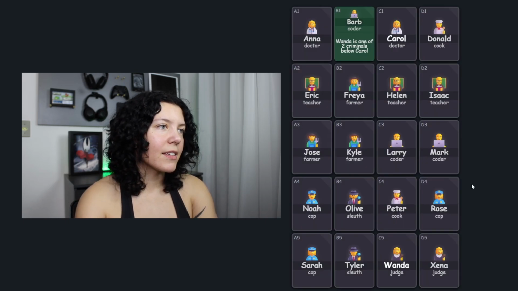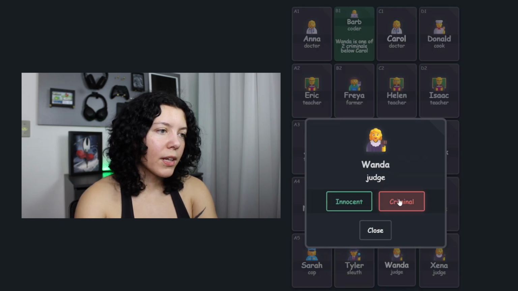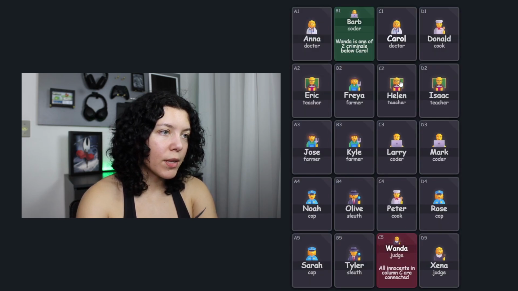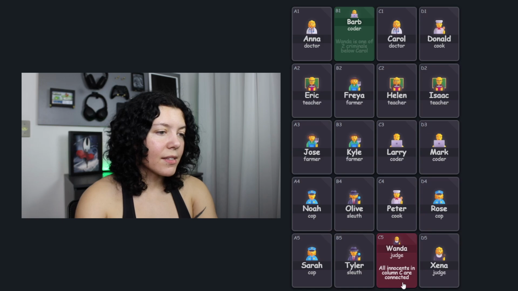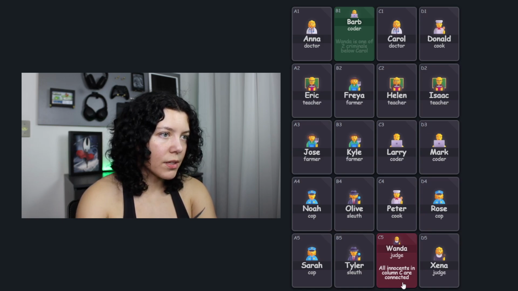And she's telling us that Wanda is one of two criminals below Carol. So we have Wanda here, and she's a criminal, and we have another one among Helen, Larry, and Peter. But we don't need Barb's clue anymore. Now Wanda is telling us that all innocents in column C are connected. Oh, interesting.